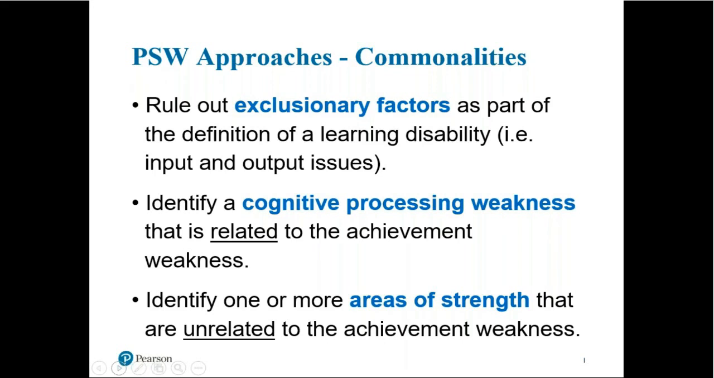They also have in common the identification of a cognitive processing weakness that is related to the achievement weakness, and we'll talk about this more in a moment. And they also all identify one or more areas of strength that are unrelated to the achievement weakness, and we're going to talk about this a little bit more too.